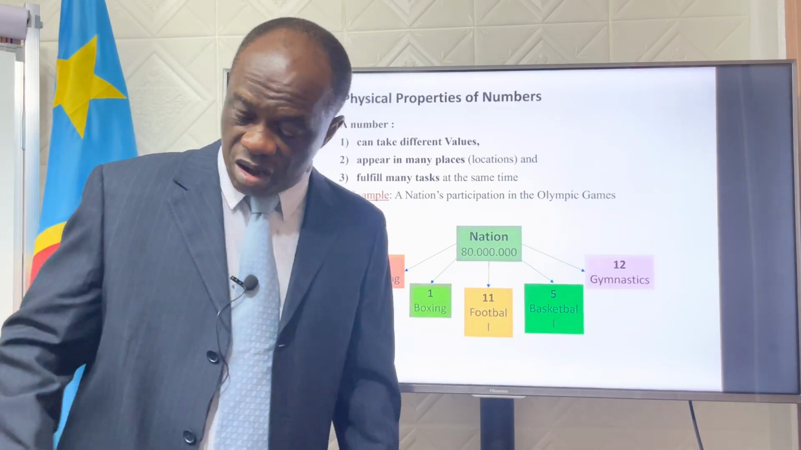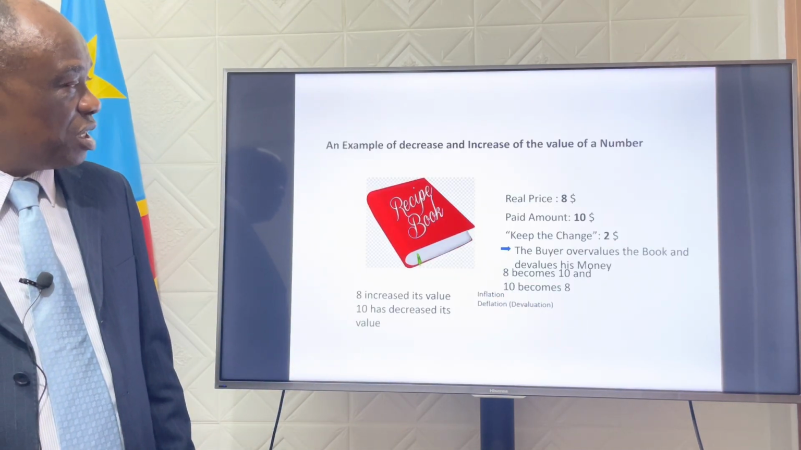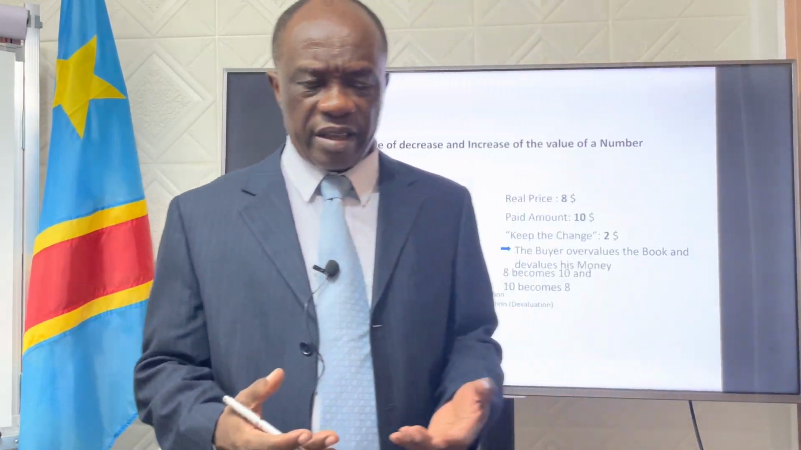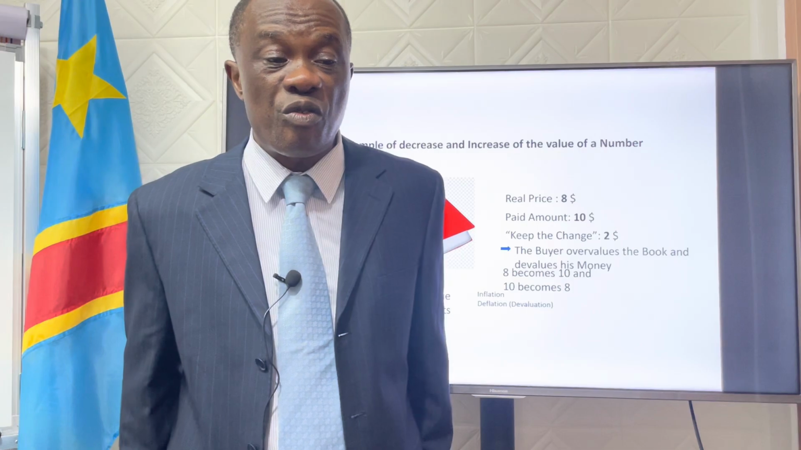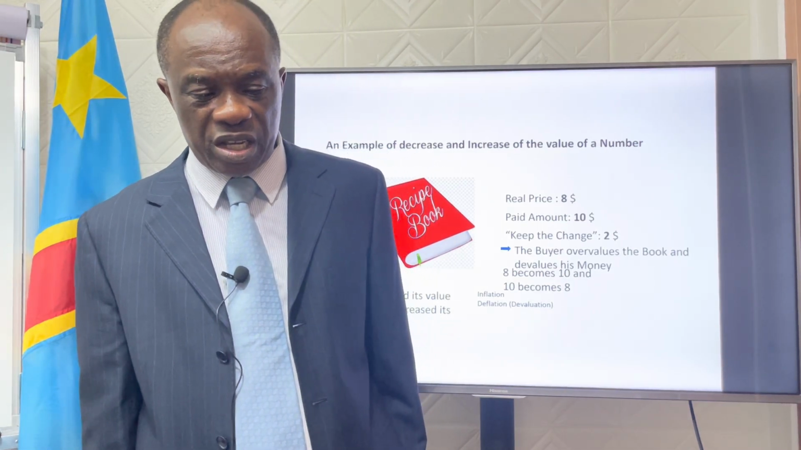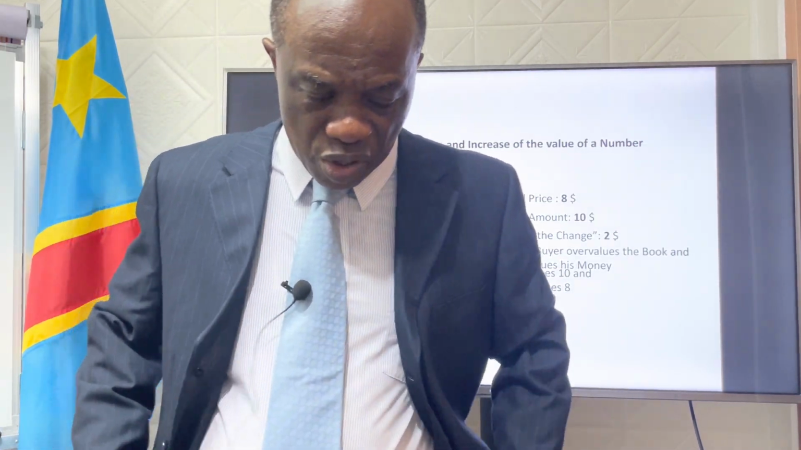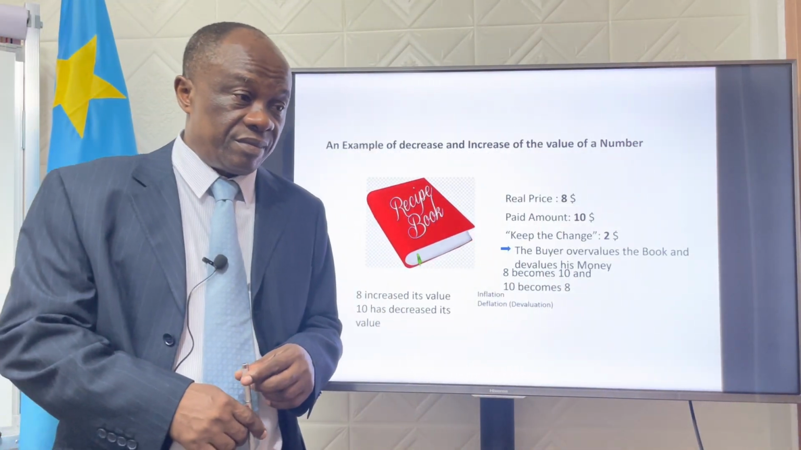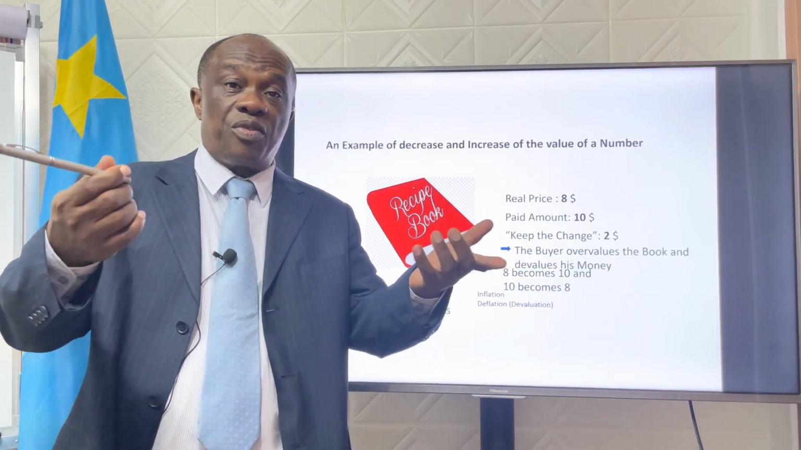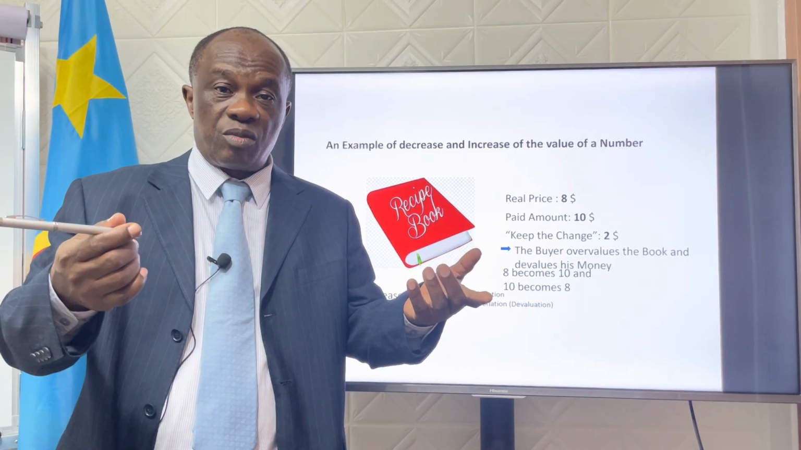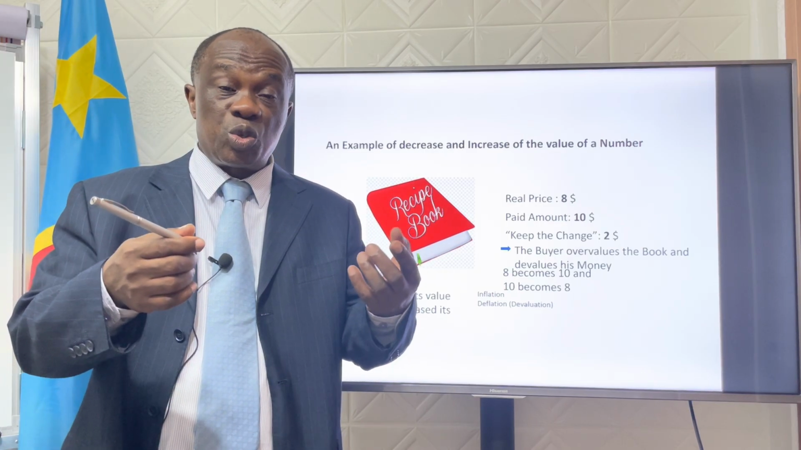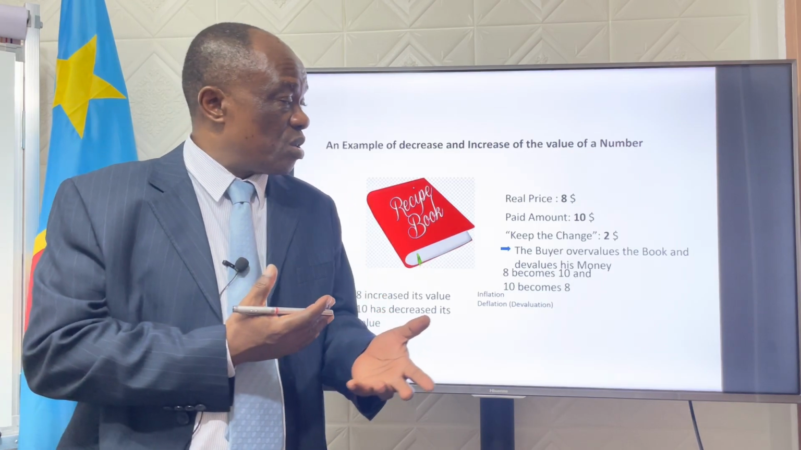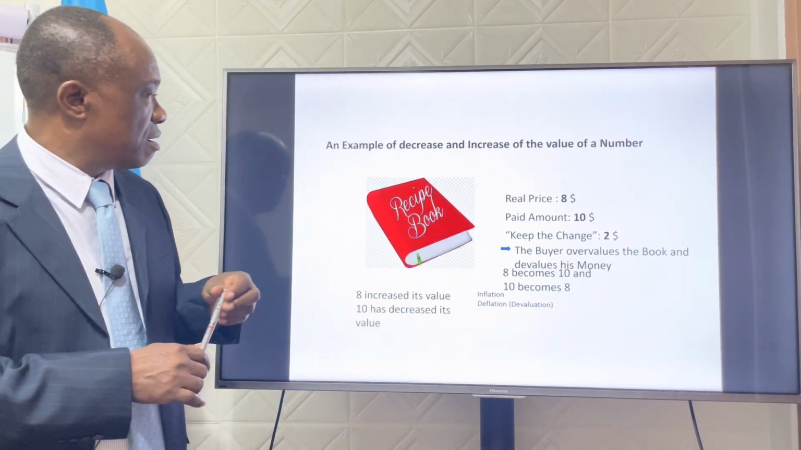So let's move on. Let's talk about this increase and decrease of the value of a number, because that's where I think the problem of understanding lies, that a number can take a different value. When I say a number can take a different value, it means a number can increase or decrease its value. So how does it work?